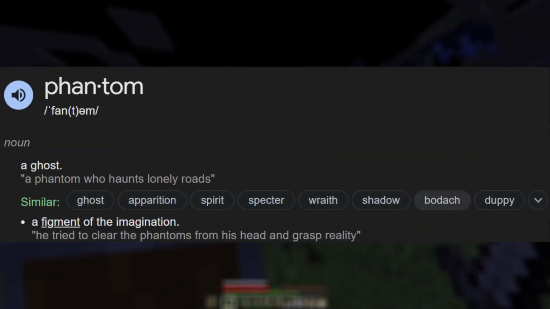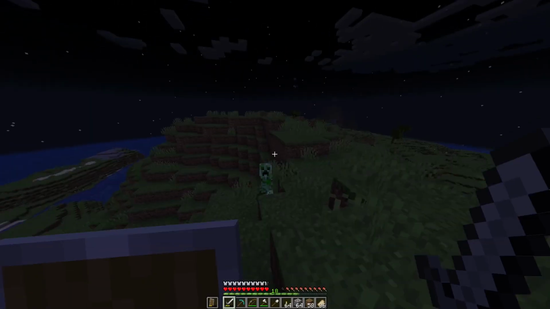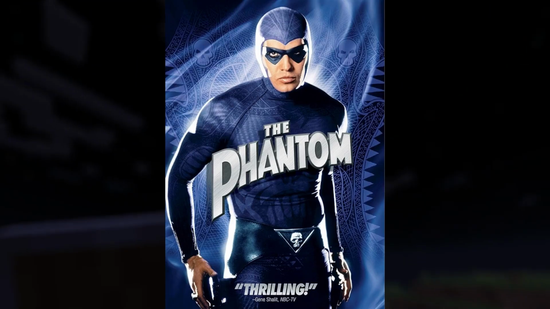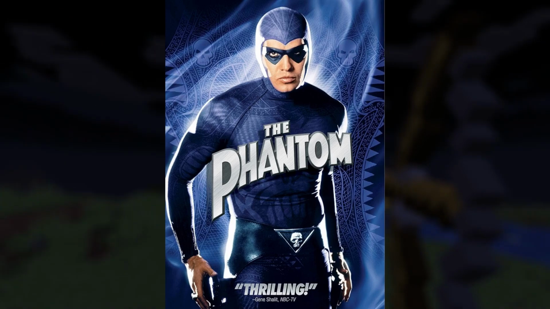Phantom, meaning a ghost or a figment of the imagination, has negative 34 points, with images of a superhero I never heard of, and a car.